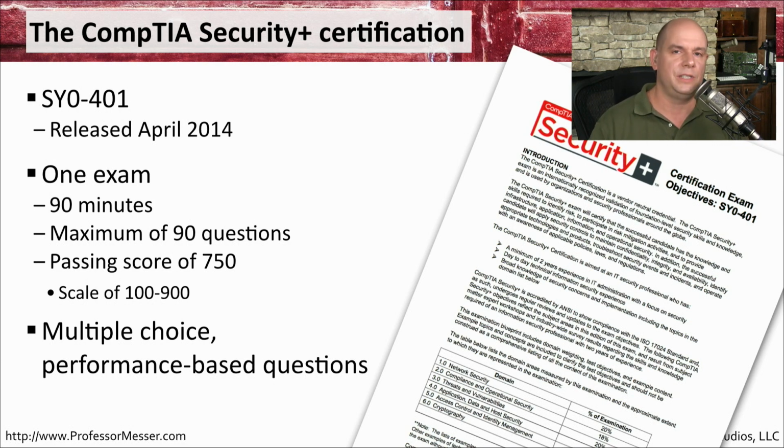It's a passing score of 750 on a scale from 100 to 900, which is a little bit weird, I understand. And we believe that each question is worth a different amount, so you really can't put a percentage on it either. So there must be a good reason to do that, right? So that makes perfect sense to me.